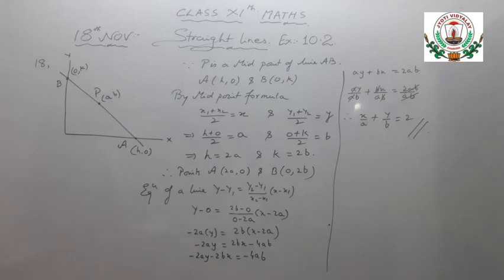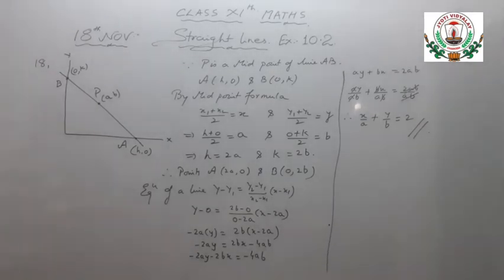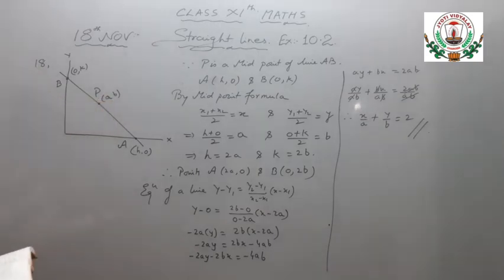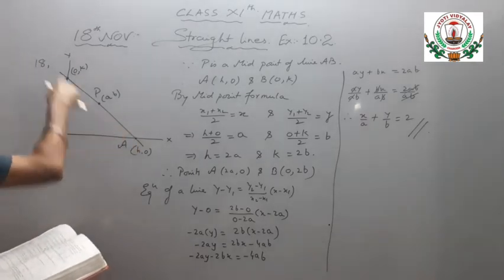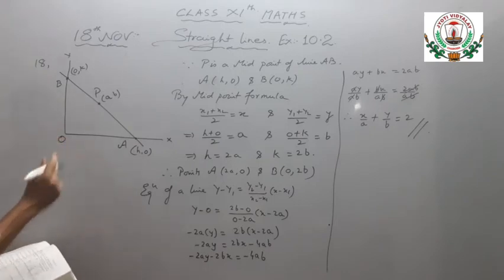Let's come to the next question, that is question number 18. The 16th and 17th questions you just omitted. Question number 18: Point P, with coordinates (a, b), is the midpoint of a line segment AB between the axes. Show that the equation of the line AB will be x upon a plus y upon b equals 2.